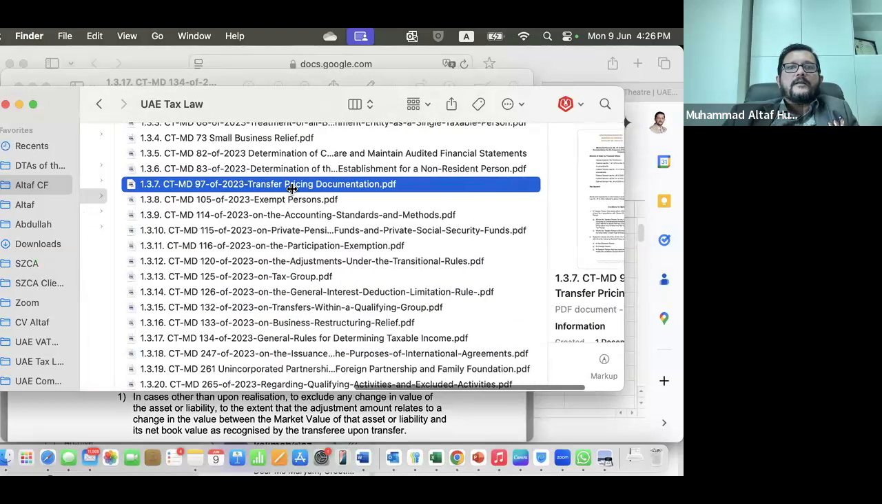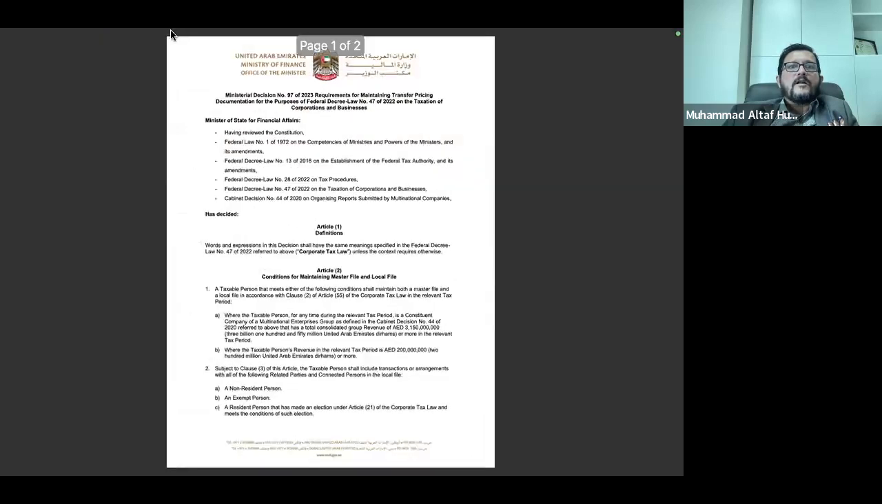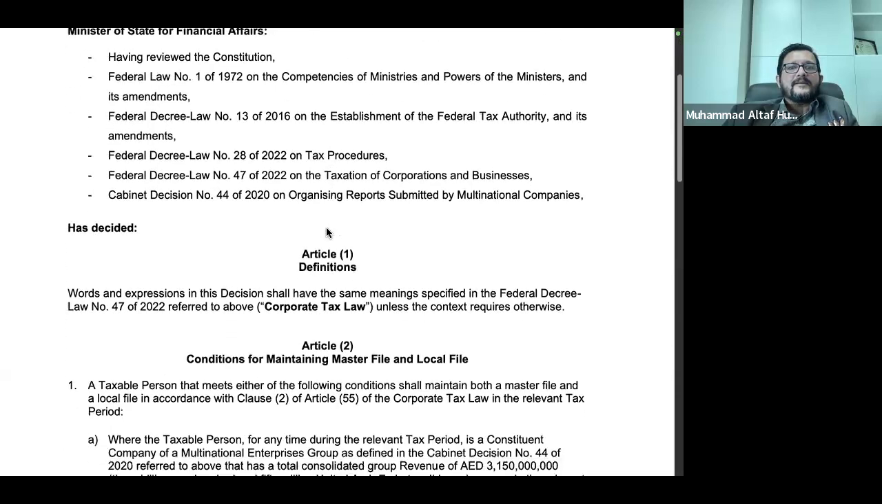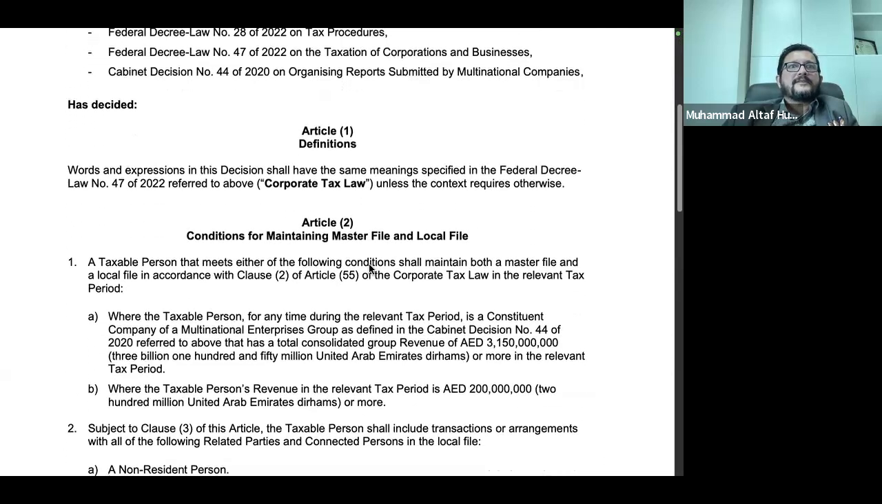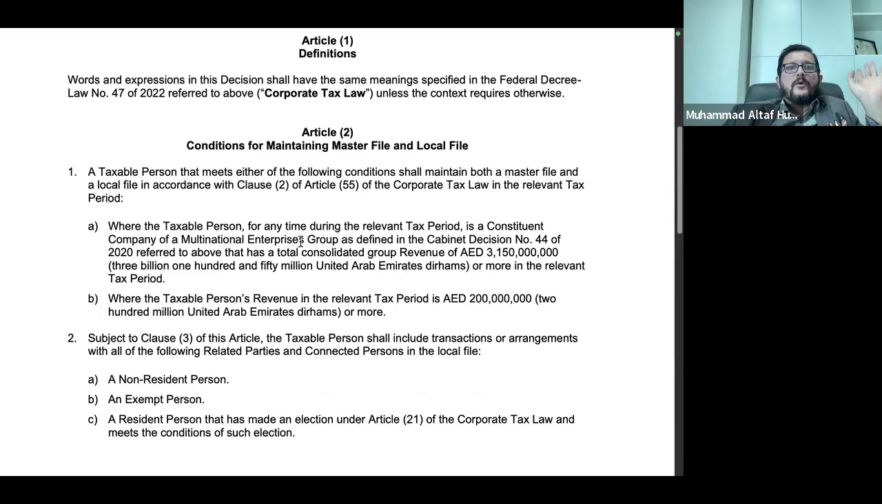Yes, MD 97. So will we do the study even for clients where the revenue is below the 250? It is mentioned here. It will make your life easier and simpler. Just go through this very small decision. Let's read the conditions for maintaining master file and local file. What is the requirement first of all? Do we have to do this for every client? No. Let's read this. A taxable person that meets either of the following conditions shall maintain both a master file and local file. What are those conditions?